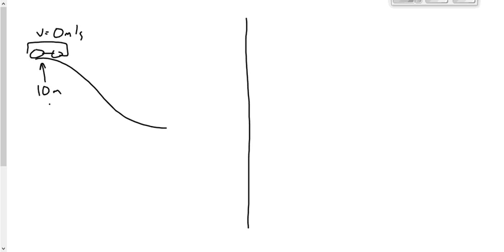I'm going to draw two pictures on the board here. One's going to be very familiar to you. It's a physics 20 picture. We've got a car at the top of a hill at rest. Let's say the height of the hill is 10 meters. We want to find the speed of this car when it reaches the bottom of the hill.